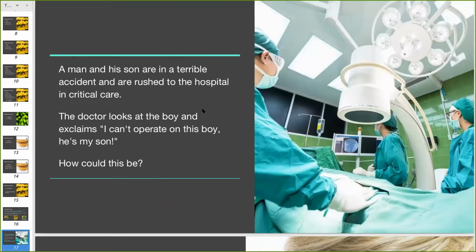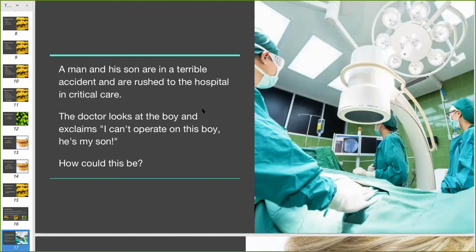A man and his son are in a terrible accident and are rushed to the hospital in critical care. The doctor looks at the boy and exclaims, "I can't operate on this boy. He's my son. How could this be?" When we read something like this, one possible thing we could think is that maybe it's some kind of riddle that we have to think through and understand. Another thing which usually comes up is that a man and his son were both in a terrible accident, but how come the doctor is in the operation theater?